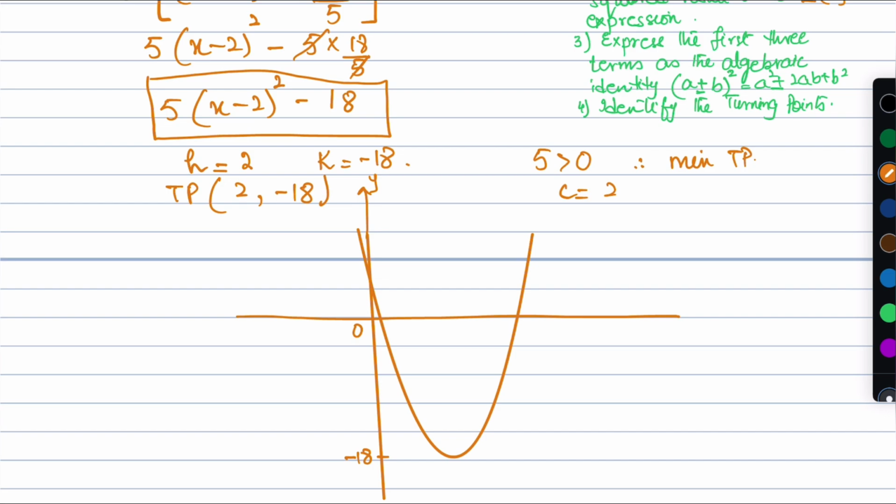I have the y-intercept, which is 2, so I'm making the y-intercept on the positive y-axis. I know that the nature is a minimum nature. I have already sketched the minimum natured quadratic curve, and I also know that it's passing through the turning point. The turning point x coordinate is 2, so it's 2 here, and my turning point coordinates are going to be 2 and negative 18. So this is how easy it becomes to sketch the quadratic curve after solving it by completing the square method.